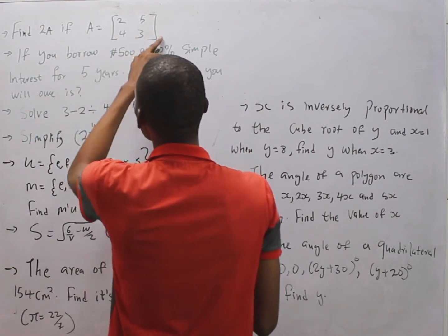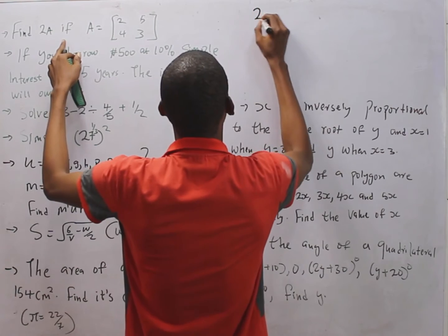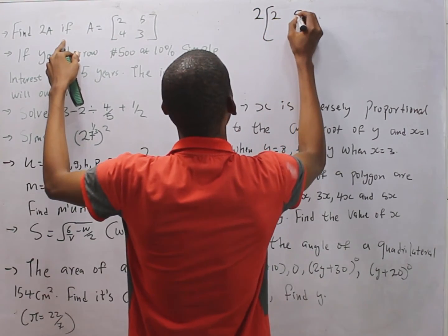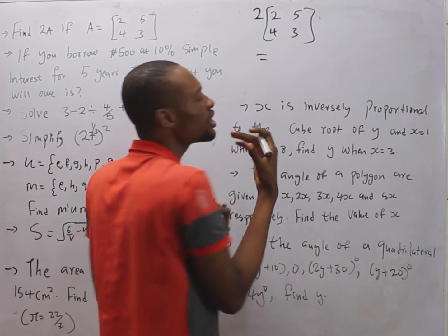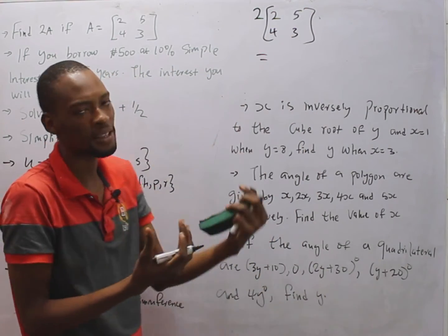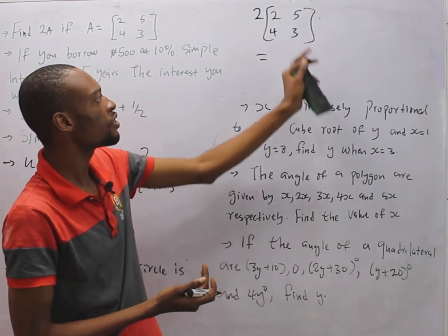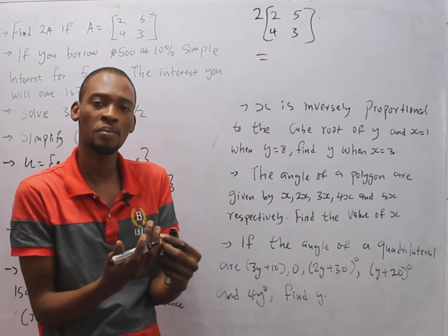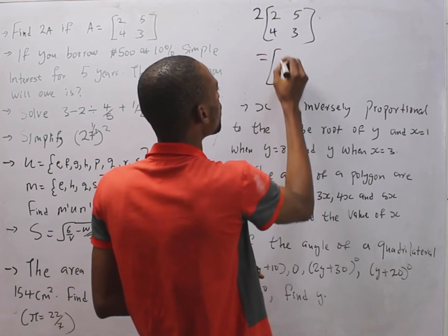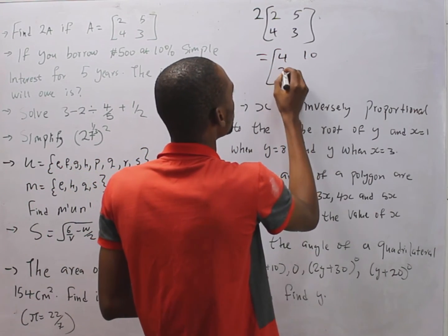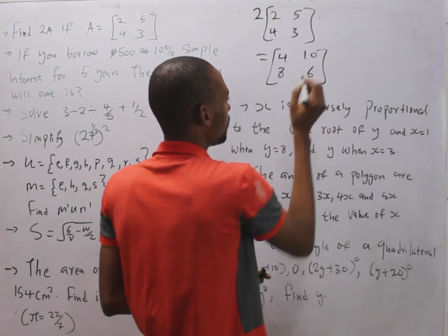Since A is this, 2 times A will simply be 2, 2, 5, 4, 3. This is simply using 2 to multiply each of the numbers in the matrix. This is a 2 by 2 matrix. It has 2 rows and 2 columns. This gives us 4, 10, 8, and 6.